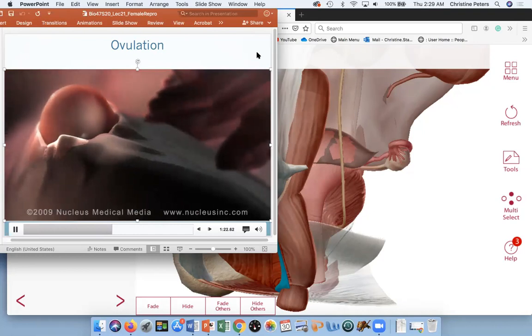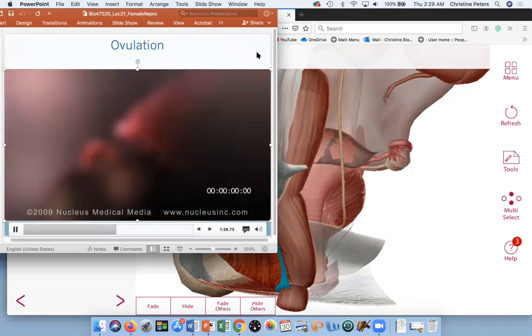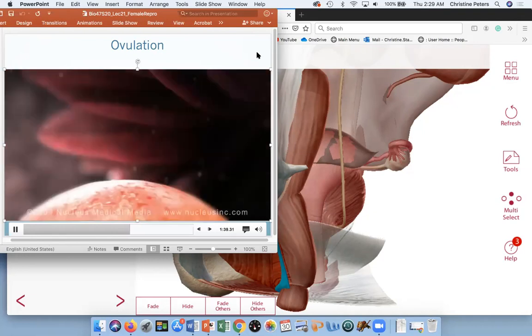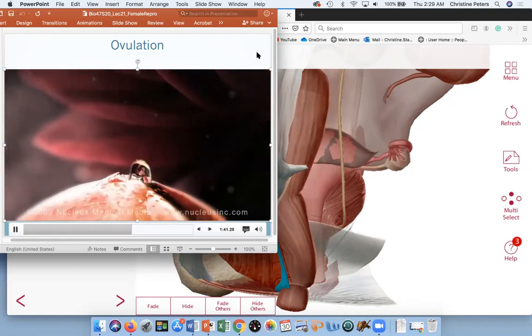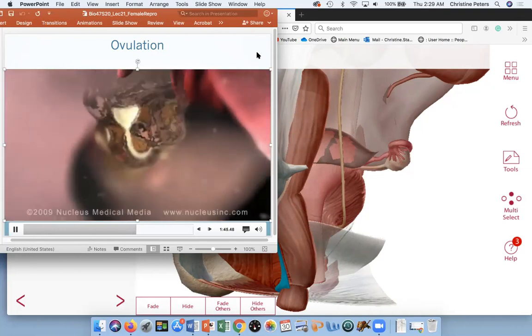Right before ovulation, the egg detaches from the inside of the follicle. The bulging follicle releases chemicals, causing one of the two fallopian tubes to move in closer and surround the follicle. The follicle swells until it bursts open, ejecting the egg and fluid from the follicle into the abdominal cavity.